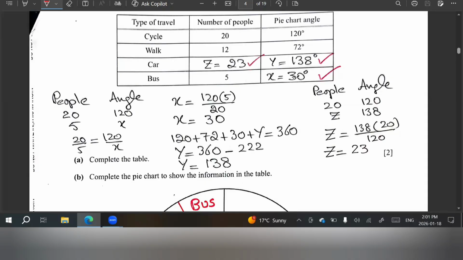So y will be equal to 360 minus 222. So y will be equal to 138. So the car will be represented on the pie chart with 138 degrees. Now I want to find out how many people are using car.